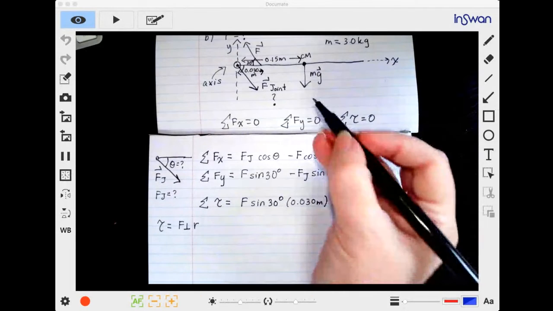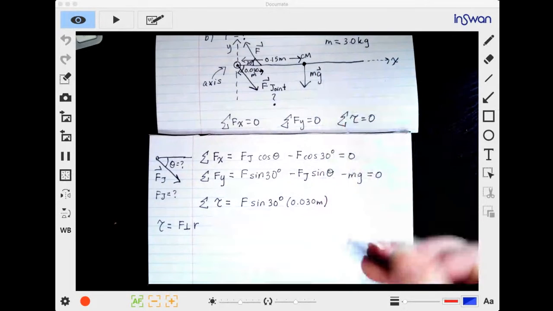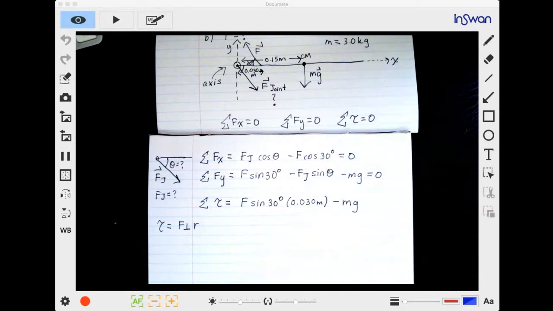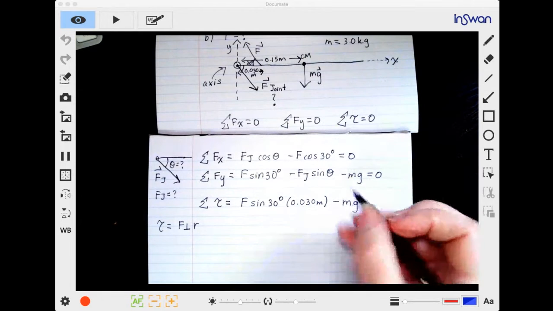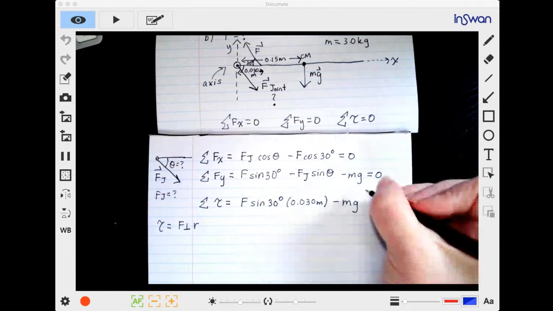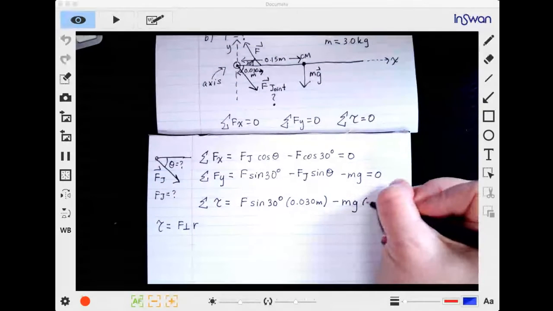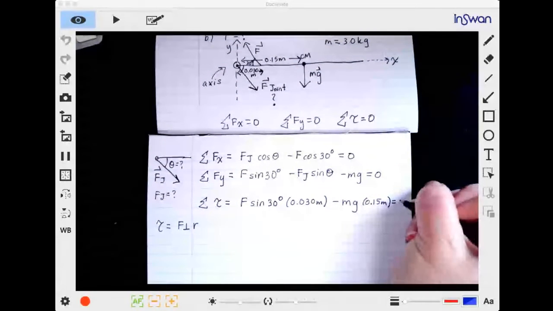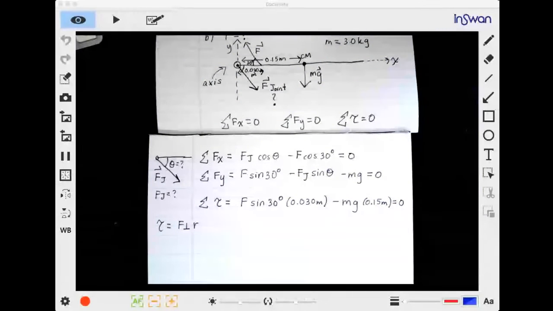Now we just need to do the torque for the weight. That's going to be minus the magnitude of the force, which is mg, and that is the perpendicular force, because it's already perpendicular. Then we just need the distance r, which for the weight is our 0.15 meters. And that has to add up to 0. So that's balancing the torques: the torque caused by F and the torque caused by the weight.